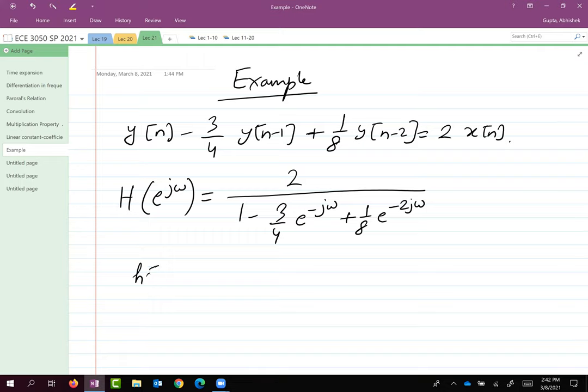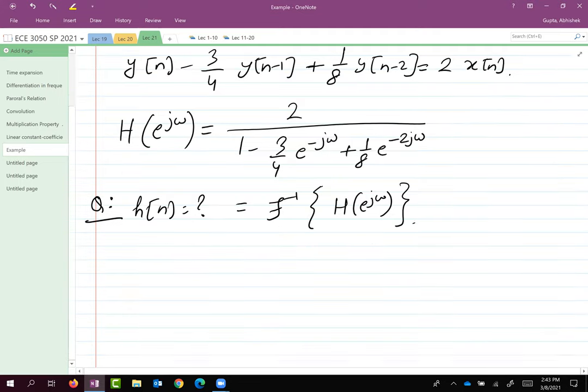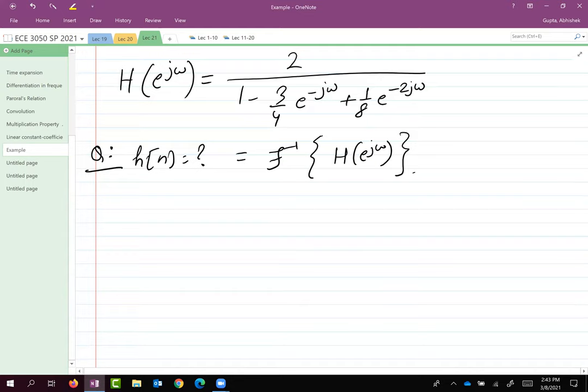I want to compute h[n]. It turns out that this should be the inverse Fourier transform of H(e^{jω}). By the way, we have figured out how to compute the impulse response of such a system using the principle of mathematical induction, which we did in, I think, lecture 7 or 8. So this is the third method of computing the impulse response for this system. So how do we go about computing the inverse Fourier transform? This seems like a very complicated H(e^{jω}). Can someone guess what the answer is? Partial fractions. Partial fractions, perfect.